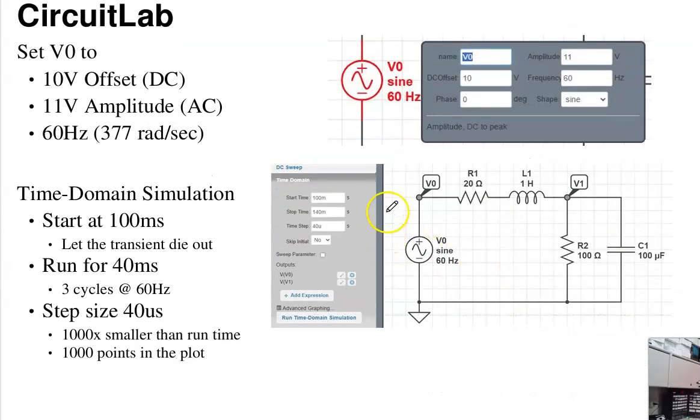Well, one way to solve this is to throw it in Circuit Lab. Here's my voltage source. I can have a DC offset. That's right here, 10 volt DC offset. Here's my sine wave at 60 hertz, 11 volts peak. And now solve for V1. I'll have to do a time domain simulation since the input is varying. I'll run it at 100 milliseconds. One cycle is 16 milliseconds. Run it for about 6 cycles, let the transient settle out. Run it again for about 3 cycles, 240 milliseconds. Make the step size 1,000 times smaller. Gives me 1,000 points on the plot. And let her rip.